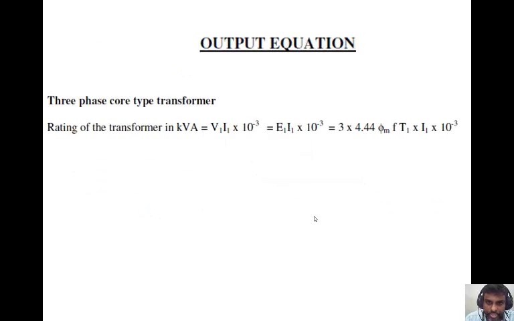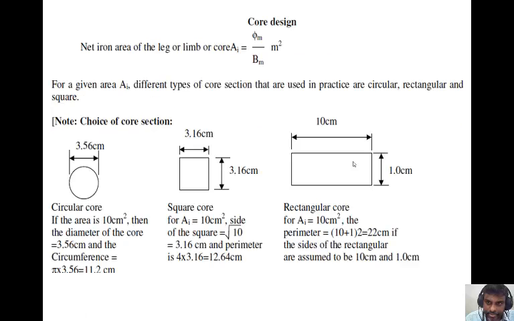So the output equation of the transformer. The rating of the transformer is usually in kilovolt ampere, which is given by V I into 10 power minus 3. In a transformer it is V equal to E, the induced EMF. For three phase, it is 4.44 f phi T into I into 10 power minus 3. So this is similar to all the AC machines.